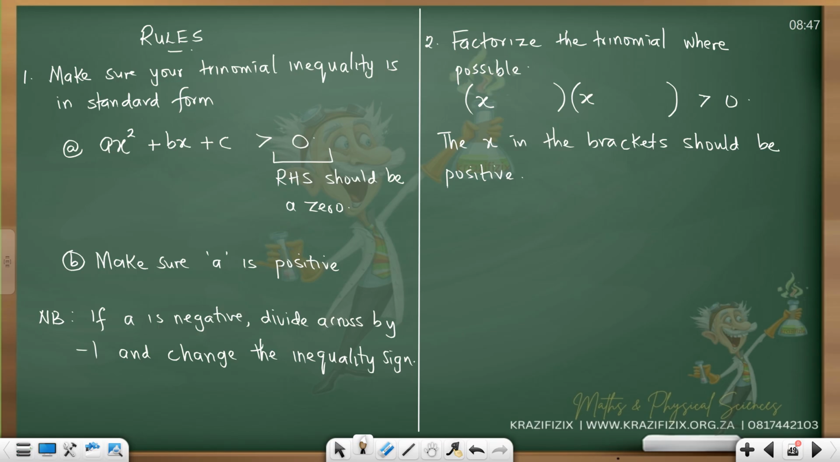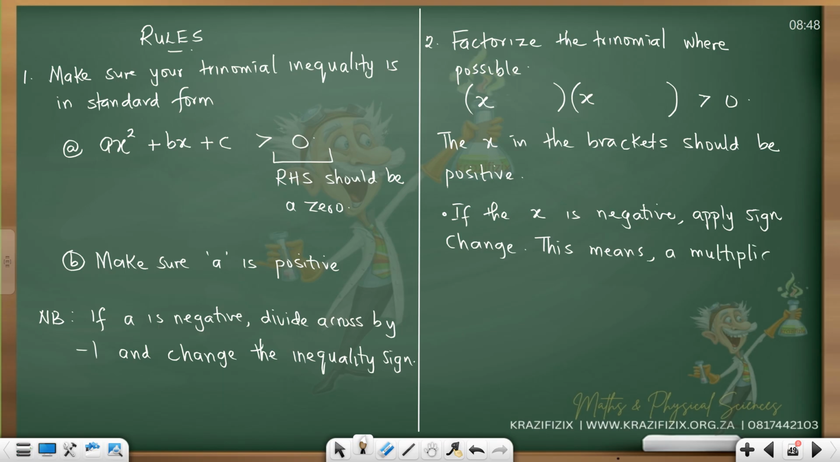I'm going to give you a note. What if the x is negative? What should I do? If the x is negative, apply sign change. This means a multiplication by -1, and the inequality sign changes.